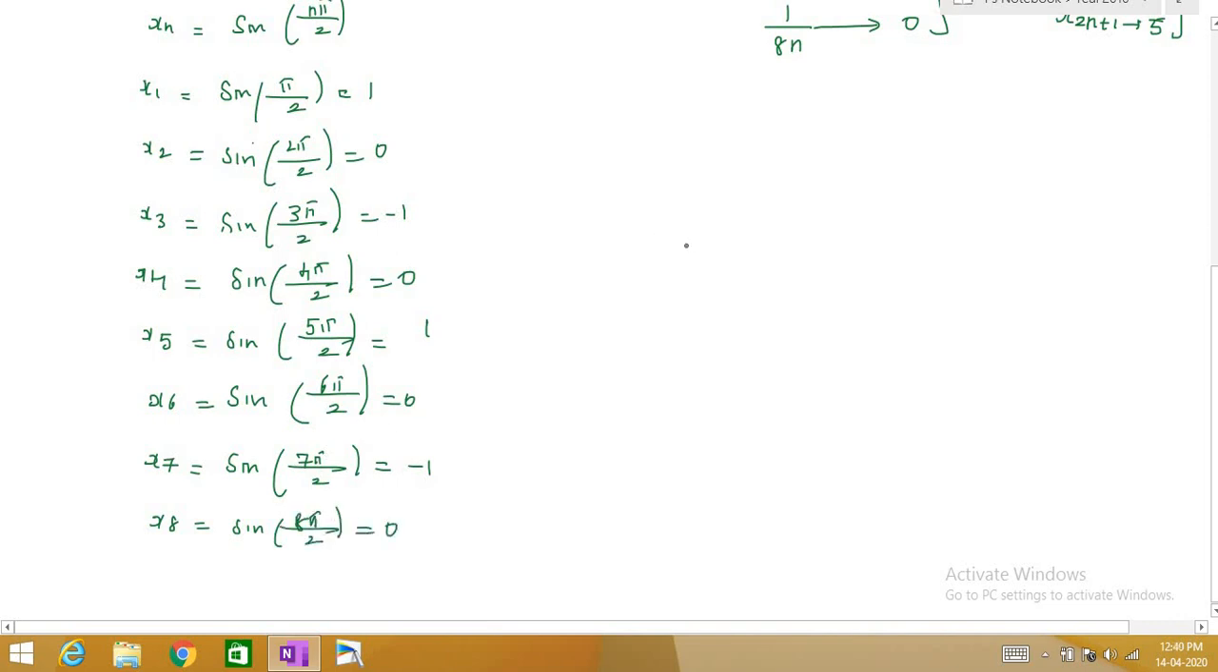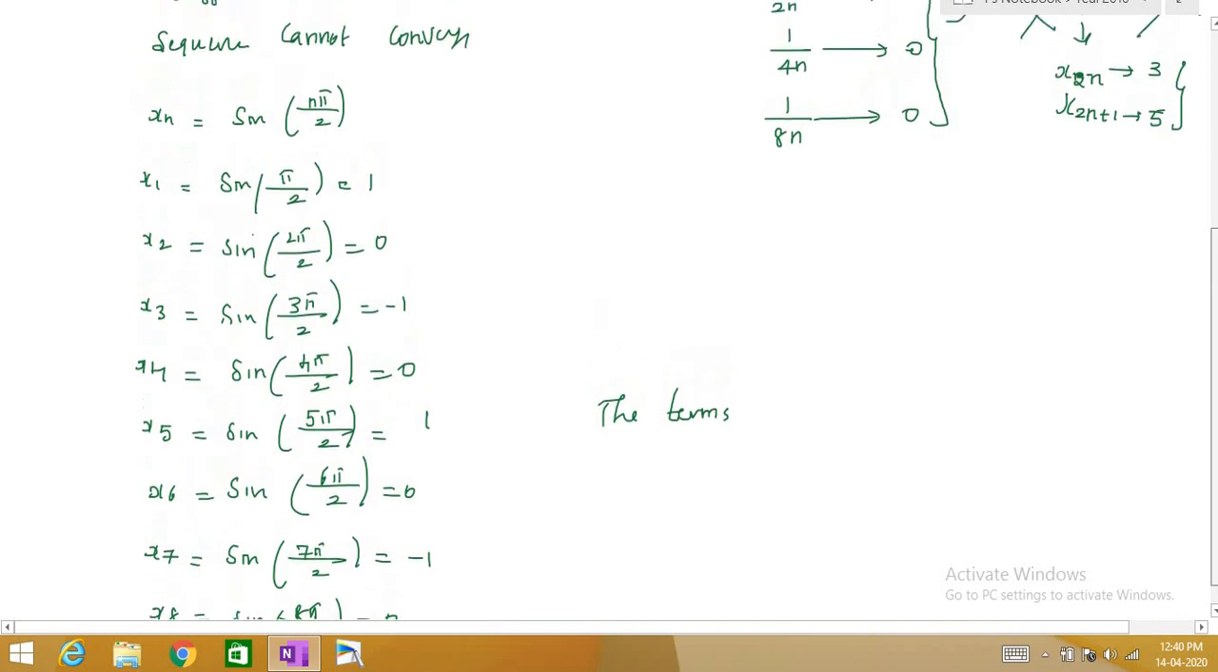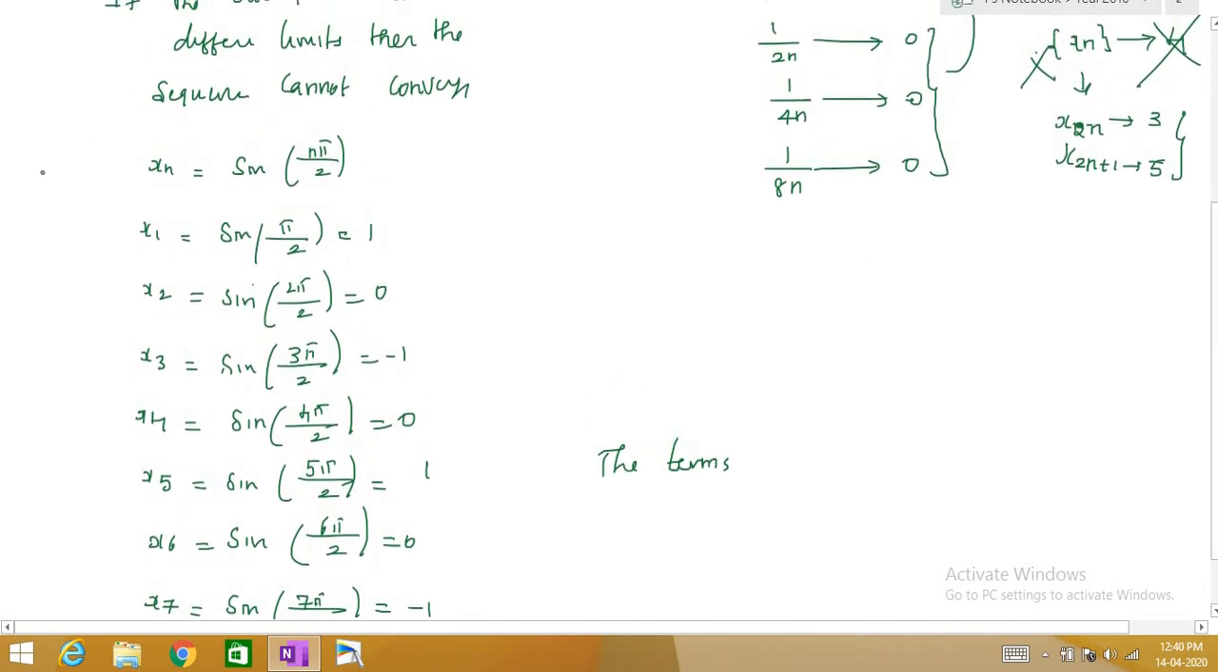Therefore the sequence does not have a limit, because you can see it oscillates between 1, 0, minus 1, 1, 0, minus 1. You can show that this is not convergent in two ways. I'm going to show this sequence is not convergent by two ways. The first way is way 1.